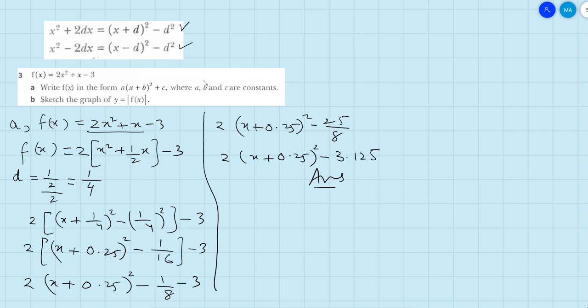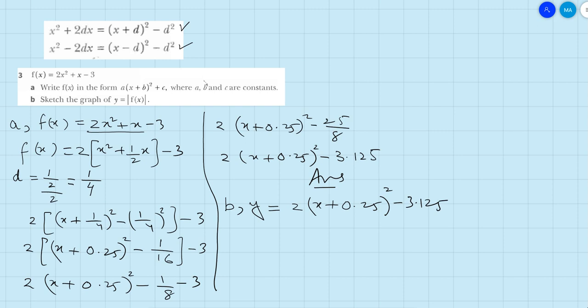Part B. Sketch the graph. Same question, almost the same. Sketch the graph. First, we have to take the question f(x). You know f(x) is always equal to y. And write the answer of part A: 2(x + 0.25)² - 3.125.